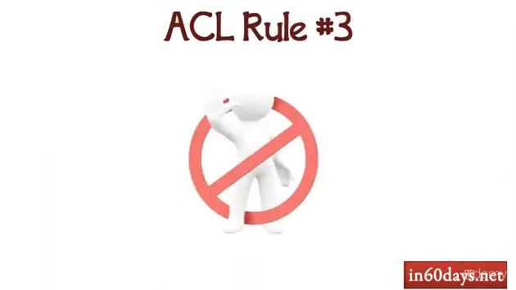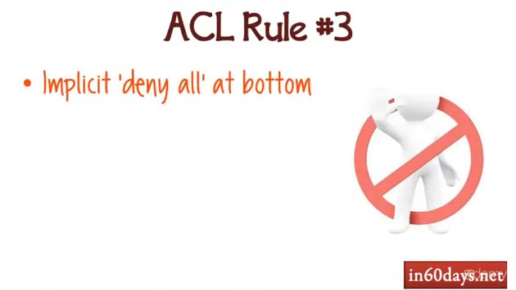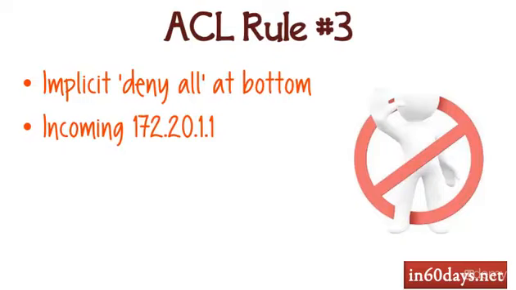Number 3. There's an invisible, some people say implicit, but anyway, you can't see it, so I say it's invisible, deny all at the bottom. So imagine you've got an access list that's permitting certain traffic, possibly denying other traffic. The whole idea behind an access list is it denies everything that you tell it that isn't permitted. So it would be a bit strange for an access list to permit everything at the bottom.